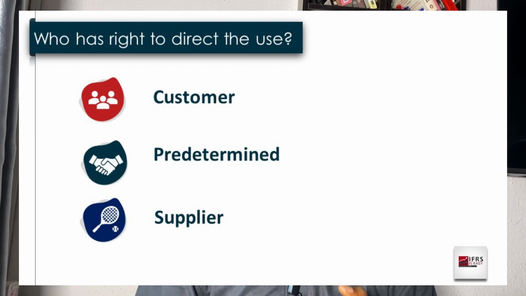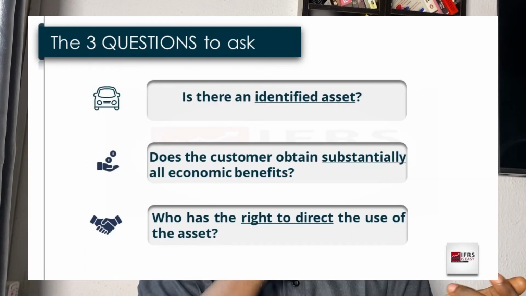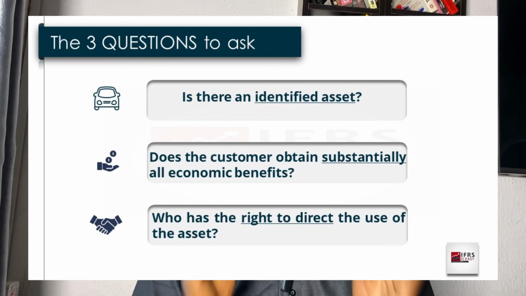Now, if it is the customer that has the right to use the asset, then automatically we'll say that as long as the customer has satisfied the other two that we've listed earlier, in terms of whether we have an identified asset, and whether the customer receives substantial economic benefit as a result of using the asset. Now, the third one is, does the customer have the right to direct the use of the asset? As long as it is the customer that has the right to direct the use of the asset, automatically we say that this contract is a lease contract.